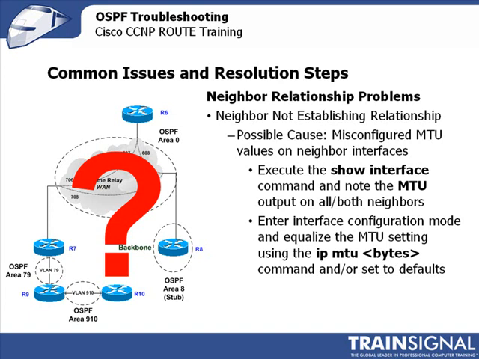The easiest thing to do is do show interface. It's not a command that's specific to OSPF, but you'll be able to see the actual MTU size on that particular interface. Compare it on the one device, then compare it on the other. If for some reason they are not the same, you can manually change it using the IP MTU and then whatever the bytes setting is, for instance 1500 for Ethernet. You can also set it to its defaults by doing no IP MTU, and then it'll take it back to command defaults. But either way, you need to make sure that the values match or you will not be able to form a neighbor relationship.